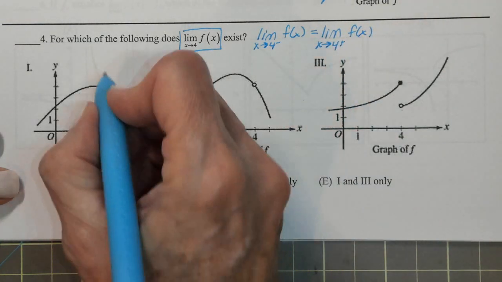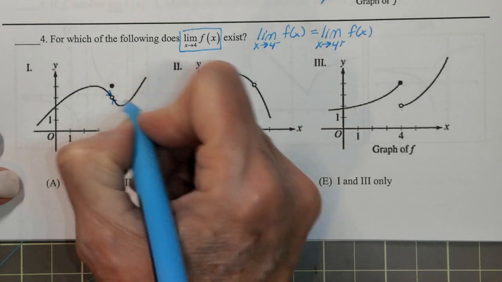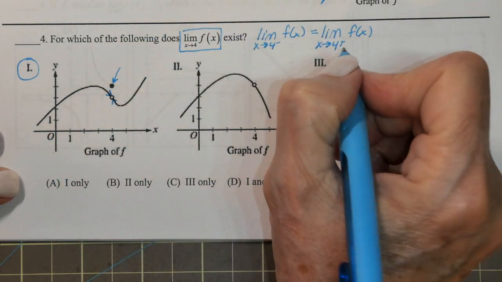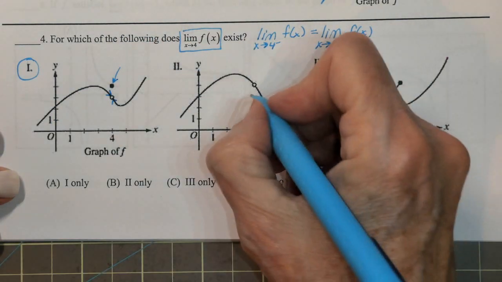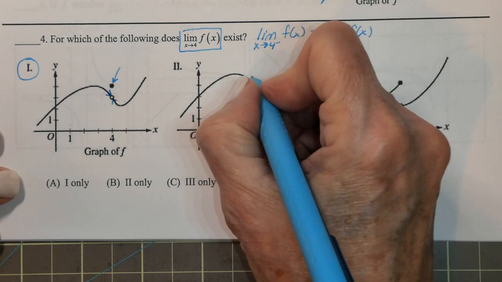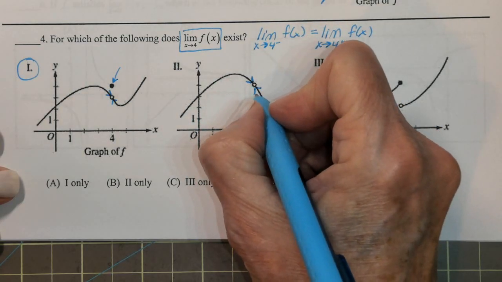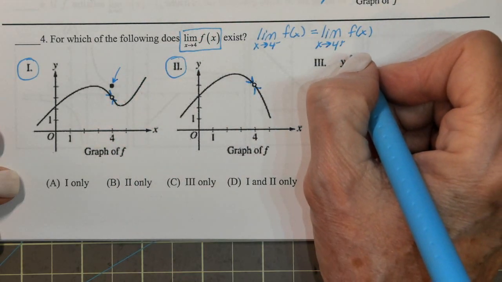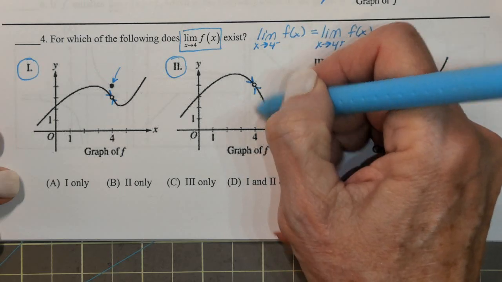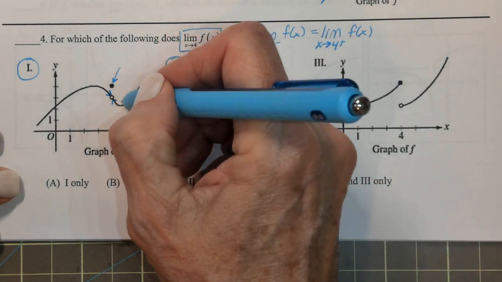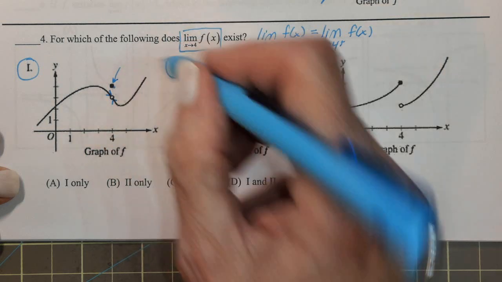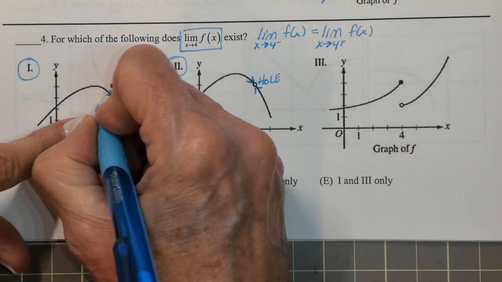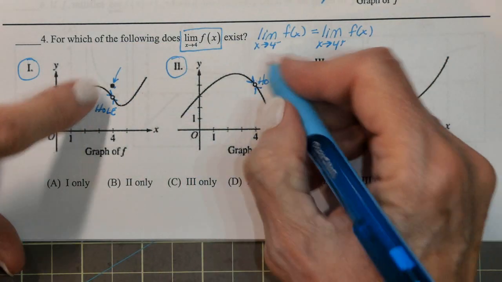We'll write here, limit from the left equals limit from the right. They are equal. It does not matter at all that that point is up there. Here the limit from the left is equal to the limit from the right, so that also exists. Okay? In this one, they did not define f of 4. In this one, they defined f of 4. But in both cases, we have a hole. It does not matter that that value of the function was elsewhere or non-existent.